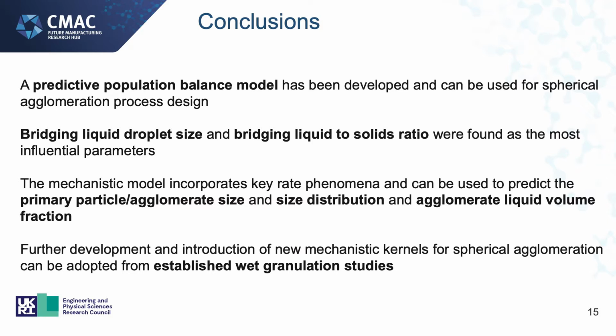Okay. So just to wrap up the presentation, a few key points are that a predictive population balance model has been developed, and we can start using it for spherical agglomeration process design. Of the study that we conducted, bridging liquid droplet size and BSR were found to be the most influential parameters, both on the kinetics but also on the attributes. The mechanistic model that was developed incorporates some of the key rate phenomena and can be used to predict several attributes, such as primary particle size, because often within an agglomeration process you have two modes within your final distribution, but not always.